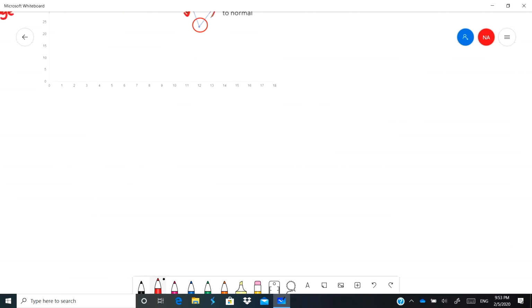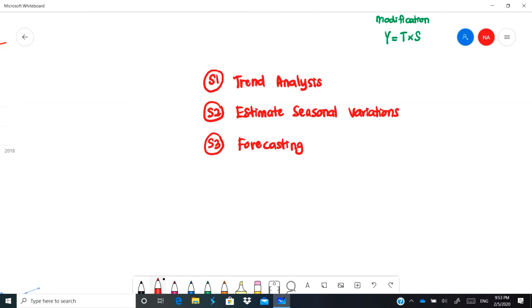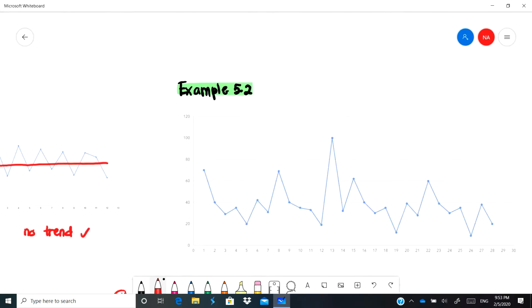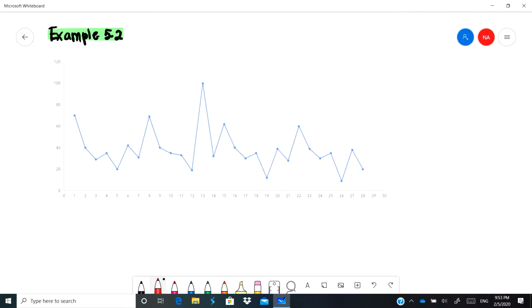So the next thing that we're going to see is example 5.2. All right, we have this example, and they asked us to identify the components. So firstly, we look at this plot. We note that it is generally a downward movement, meaning that it has a decreasing trend because it is moving downward. So that's the first one, the trend.